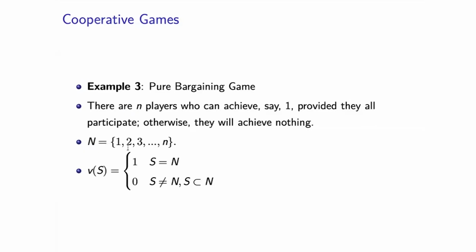How would we describe it mathematically? We have, again, the set of players as 1, 2, 3, up to n. And what's the value of the coalition? The value of the coalition is equal to 1 only if all the players are in the coalition, only if you have 1, 2, 3, up to n in the coalition. But in any other case, the value of the coalition is equal to 0. So this is one concise way of representing that.